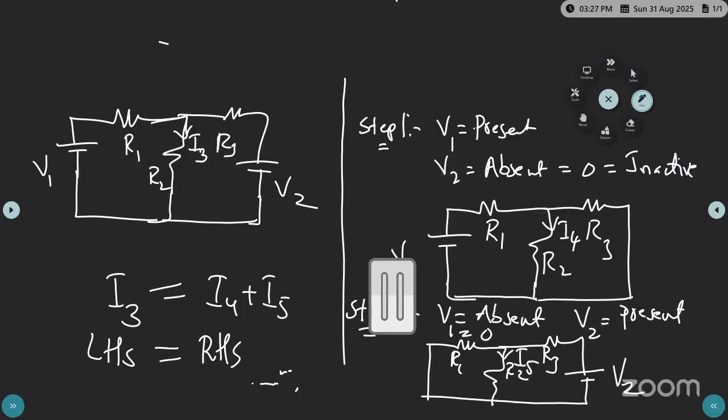LHS, how will you get it? LHS is nothing but, for the given problem, you will get I3. So LHS should be equal to RHS. So by using mesh analysis and the superposition theorem, to calculate current through R2 you have to do the first step, then the second step, and add both currents, that will become I4.